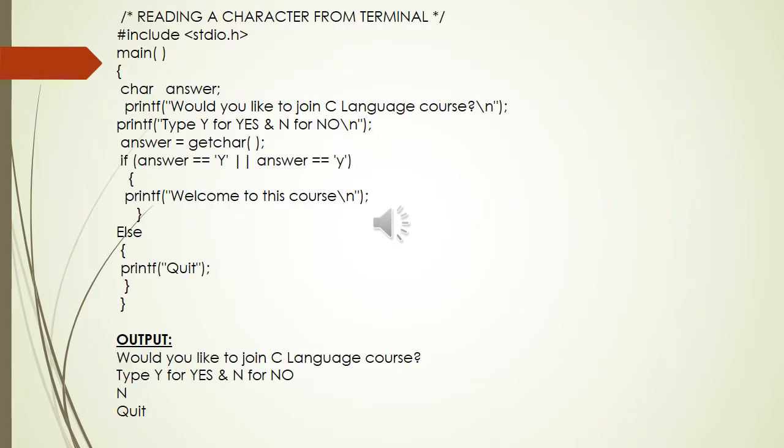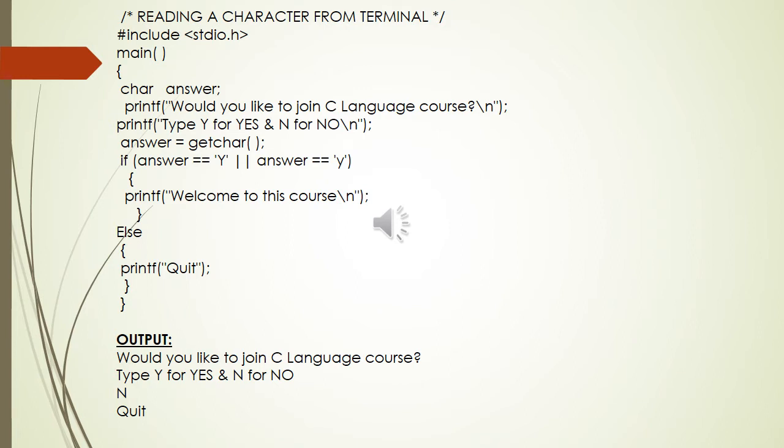Here there is an example how to read a character from the terminal. Here we are using the getchar function, scanf, printf as well. So we include #include stdio.h. This line we include before the main function. After that, main starts and then we are assigning one variable name answer. It is of type character type. We want to use it in a getchar function.